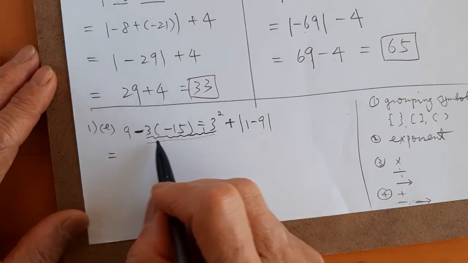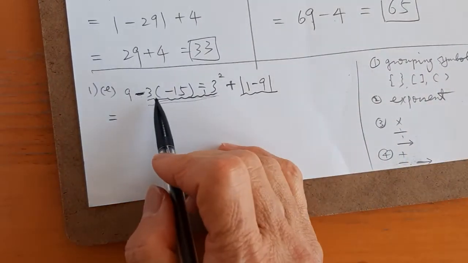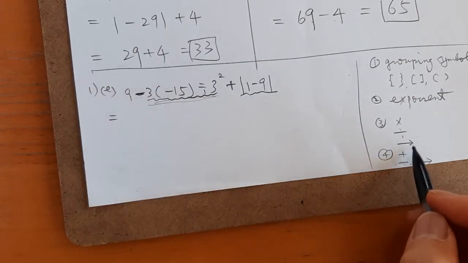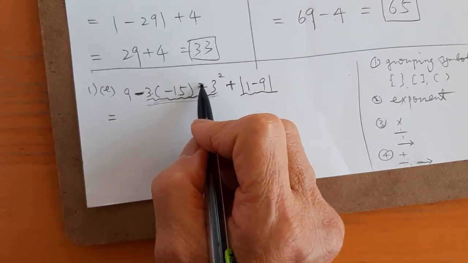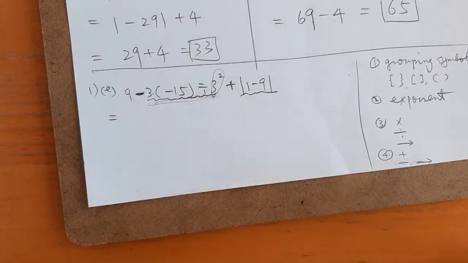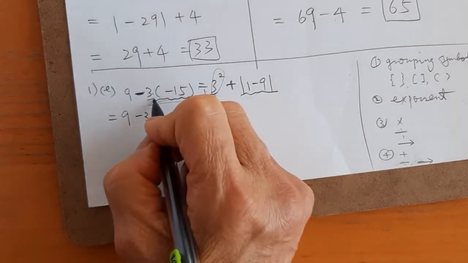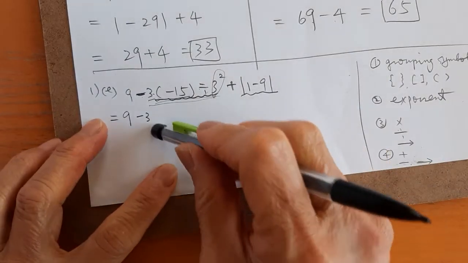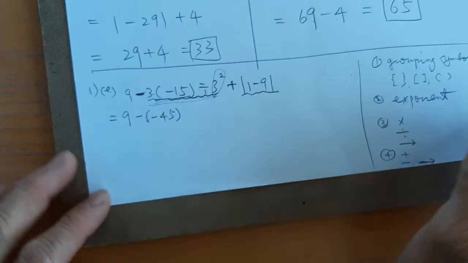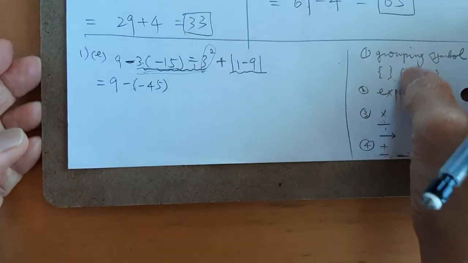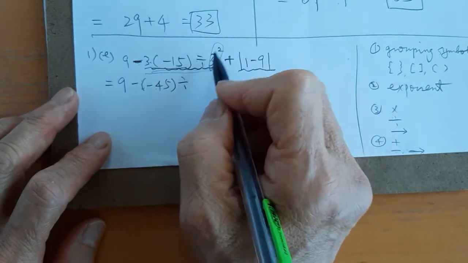So this part I have to do first. And this absolute value has to be done. This multiplication and division you do from left to the right. The left one is multiplication, then do the right, division. Exponent also has to be done first. So it's 9 minus 3 times negative 15. It's a negative 45. 3 times negative 15 is negative 45, divided by 3 squared.